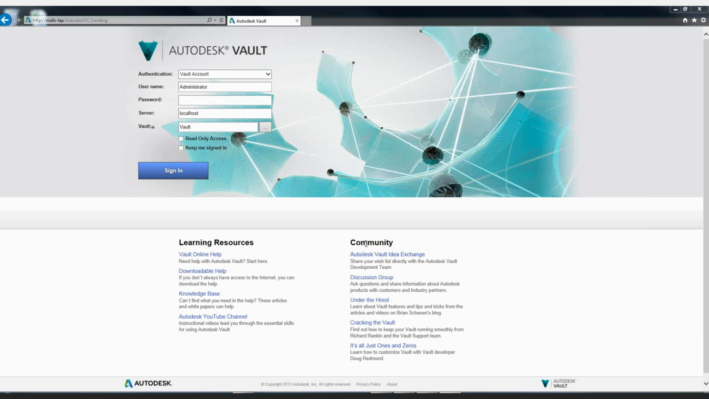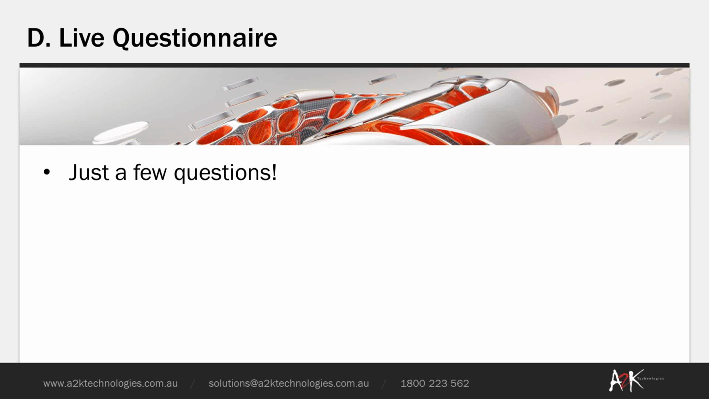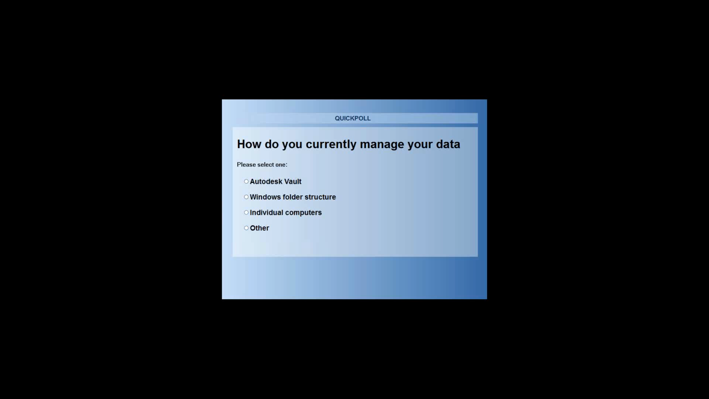Okay, so we'll just take a little break for a second, and what I mean by that is we'll get a little bit of feedback from people on how they're using Vault or their data management system at the moment. So I'm just going to launch a poll asking people how they currently manage their data. You'll see a quick poll pop up on the screen in front of you. Just click on how you currently manage your data: is it through Autodesk Vault, a Windows folder structure, separate people working on different workstations, or is there another file management system that you use?